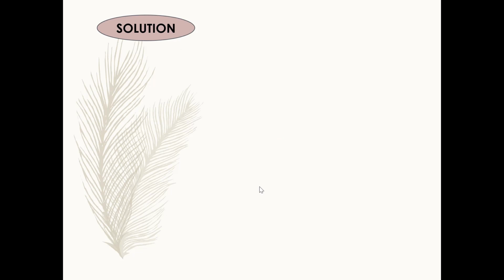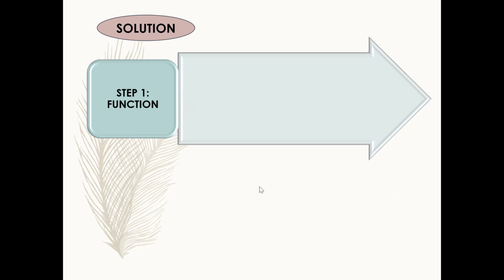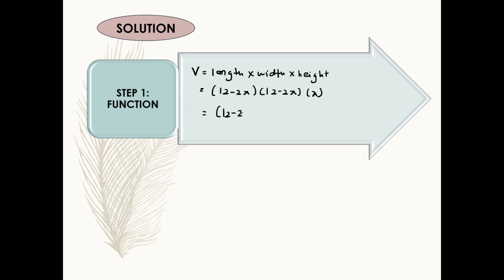The first step is you need to find the function to be optimized. So the function here is the volume. We know that the volume is length times width times height. The length here is 12 minus 2x, and the width is also 12 minus 2x, and the height is x. So the function that we got here is (12 minus 2x) squared times x.